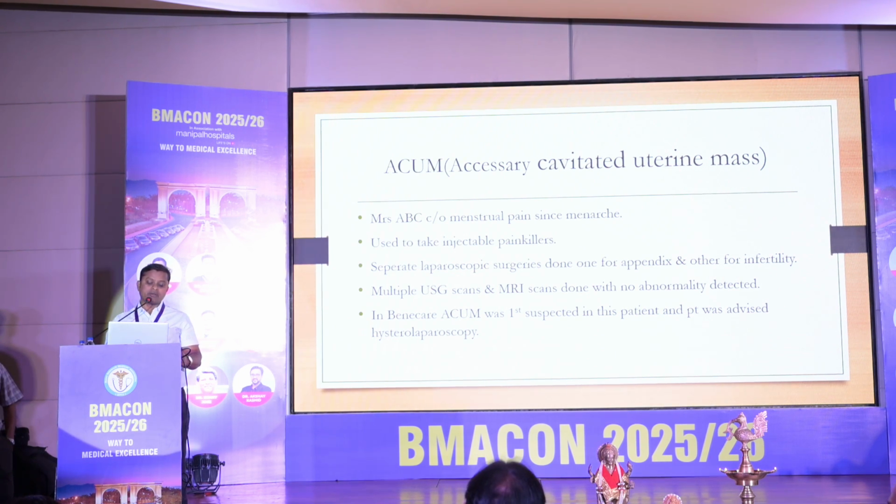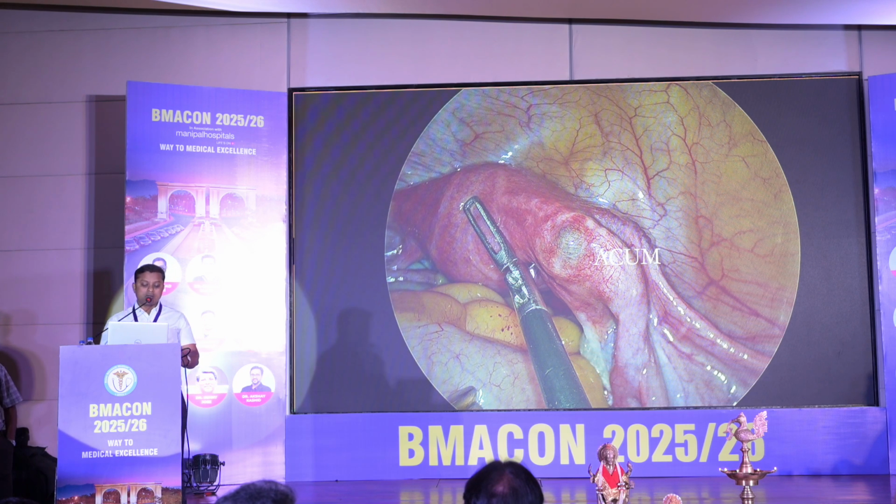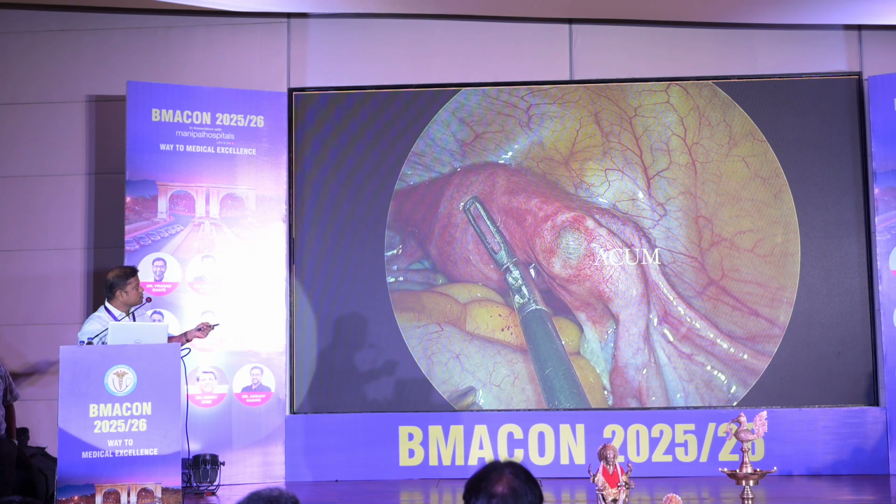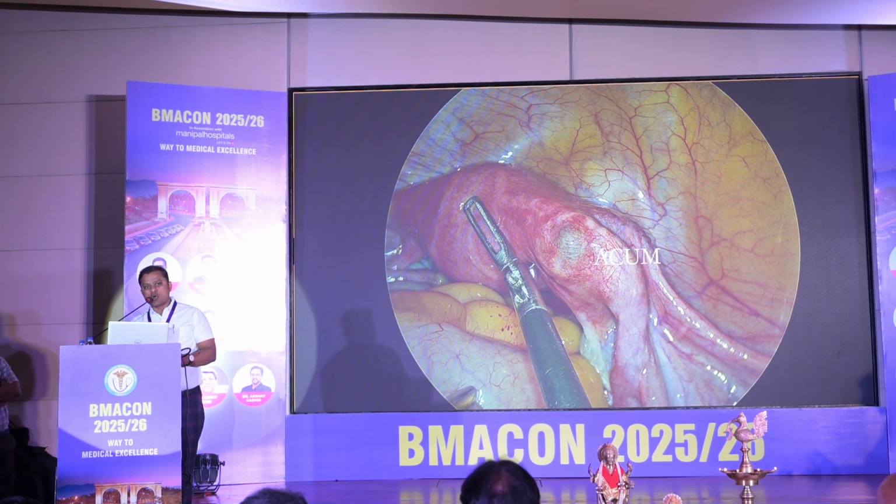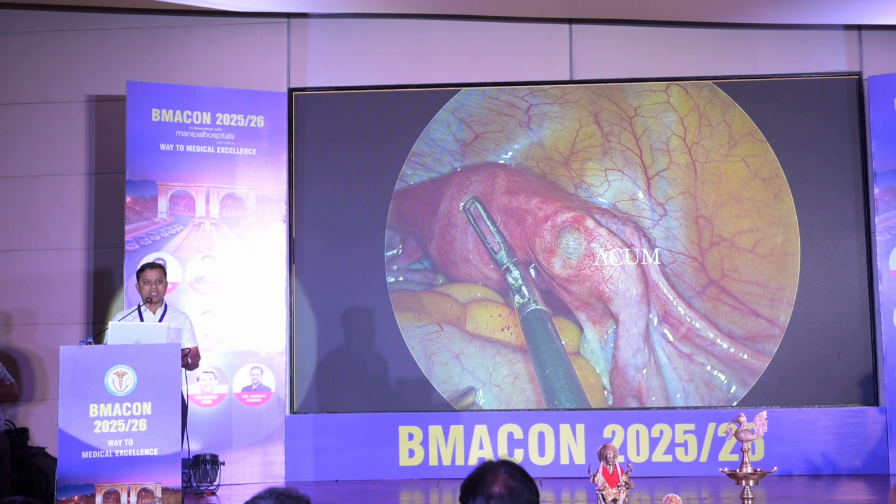In Penicare, we suspected the ACUM and we advised patient for histolaparoscopy. And on laparoscopy, we could see that this portion is there, and that is the ACUM. That we can simply say that there is a small uterus inside the uterus. Now, normal uterus, it bleeds through internal os and vagina, but this ACUM, it doesn't have outflow tract. So the blood gets accumulated inside the mass, and that's why the cyclical bleeding comes.